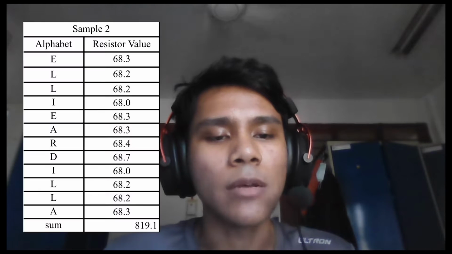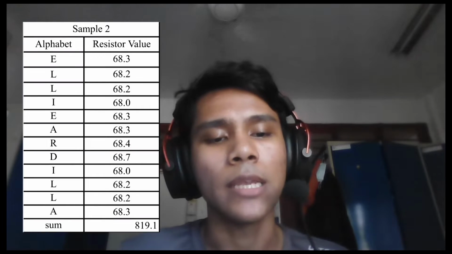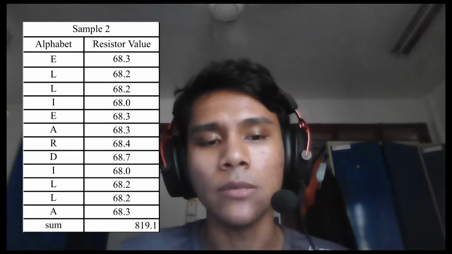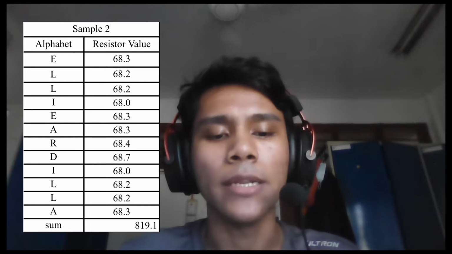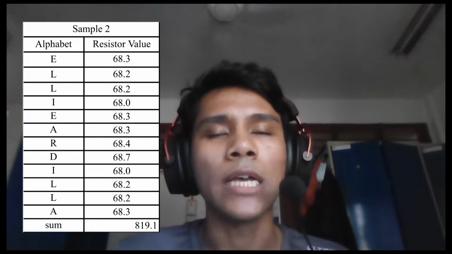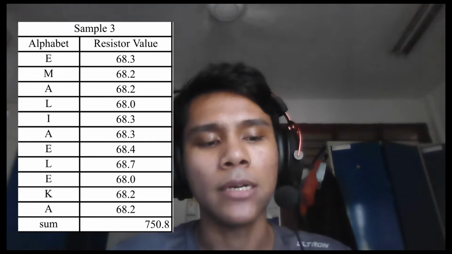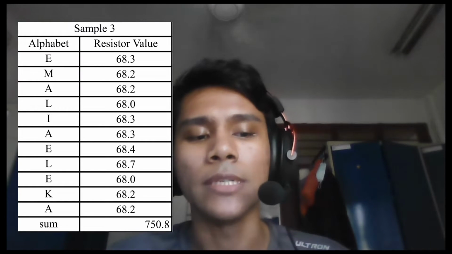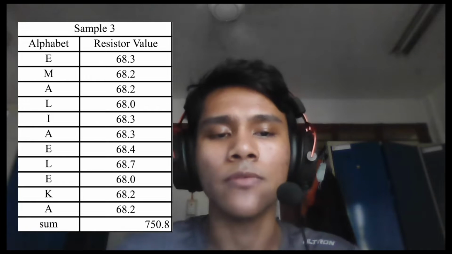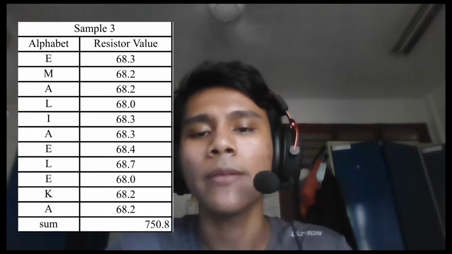And here we have sample 2. The alphabet is Eli Ardila, with the following resistor values and the sum. And we have, last but not least, our member 3, sample 3, which is Emilia Eleka, with the resistor values of the following, with the sum of 750.8.